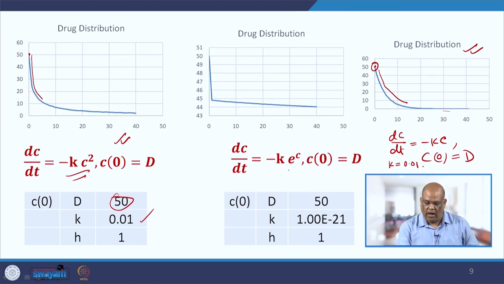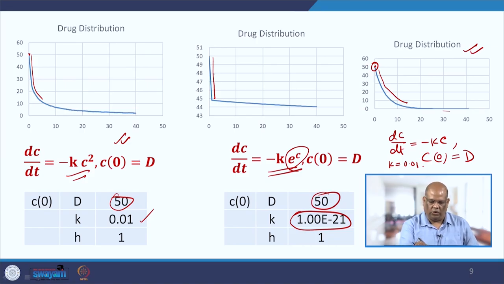When it is e to the power C, here the decline is much sharper, straight down. However, the value of k has to be extremely small here, because otherwise this will just go to zero in just 4-5 steps. The concentration of the drug is kept as 50, so a sharp decline, and then it is going to some steady state value.